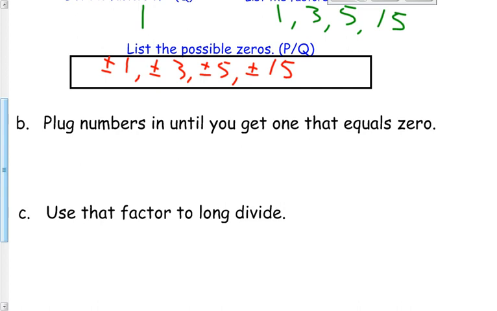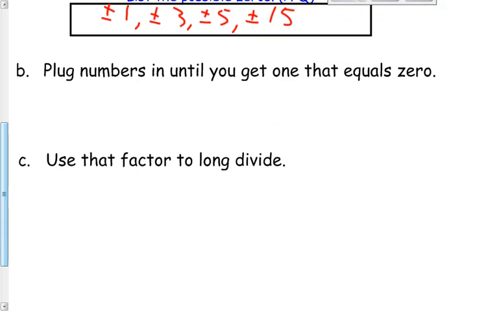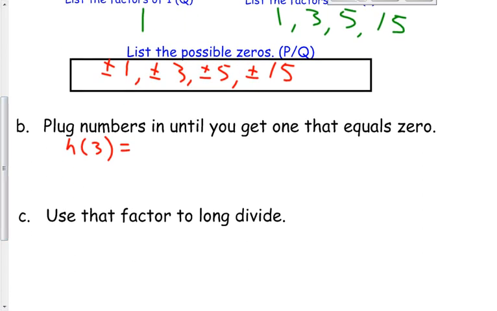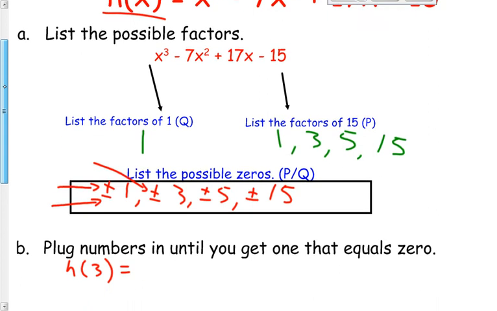I'll just tell you what it is. The first one we can get is 3. So if we do h of 3, that is what is going to give us a 0. In class, I just told you that. If you're doing this on a test, you're first going to try the positive 1, and then the negative 1, and then the positive 3, and bam, you're going to get it. But being that I've done this before, I'll just tell you what the answer is.